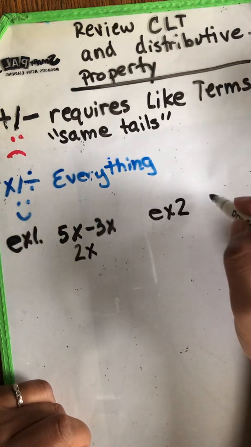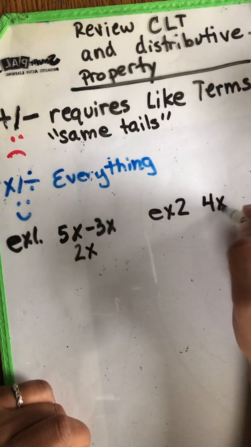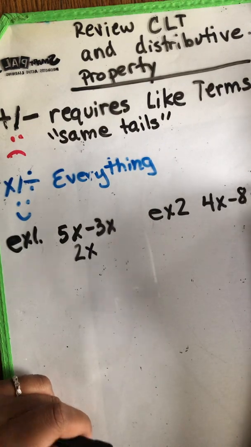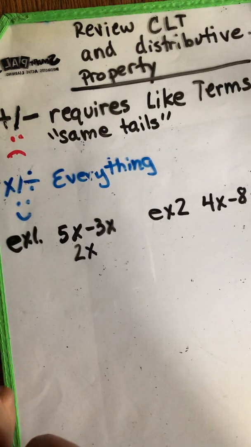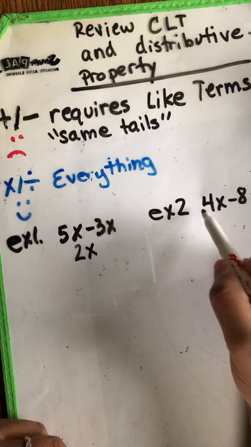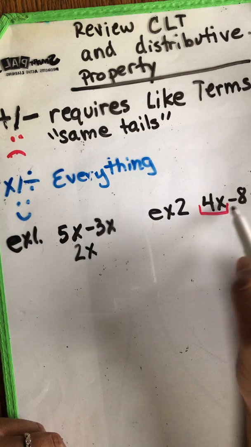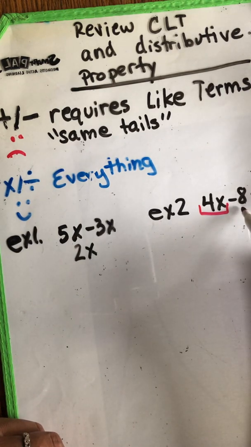Example 2. If I have a 4x minus 8 minus 6x, I'm going to see what I can put together. I have a 4x. Does anything else have the same exact ending or tail as this, the same exact variable? The 8 does not, so you cannot combine it with the 4x. But this minus 6x does.